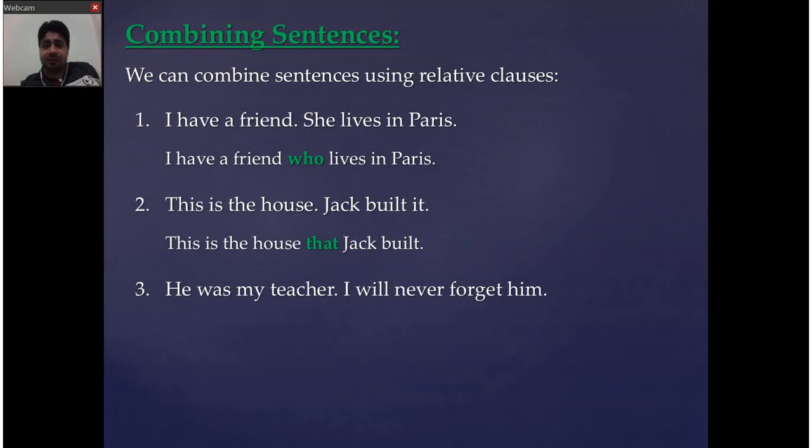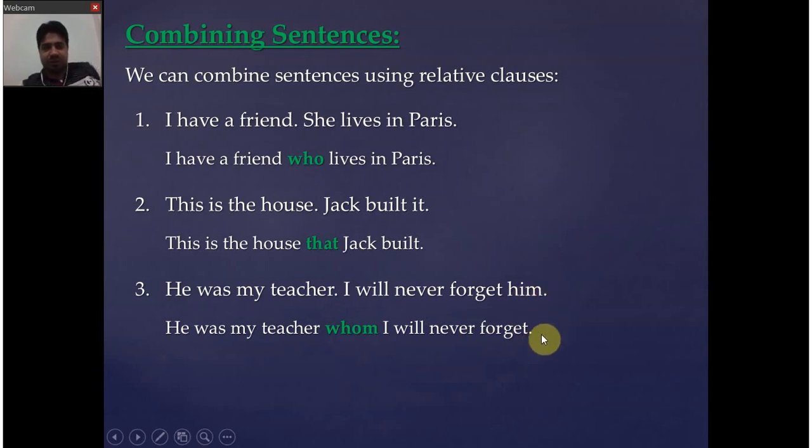He was my teacher. I will never forget him. You can simply say, he was my teacher whom I will never forget. So the relative pronoun here functions as a link between the two sentences to make them one. Alright, where is him here in this sentence? He's not there. This is the mistake again the students do. They say, he was my teacher whom I will never forget him. No need for him here in this case, it's deleted.